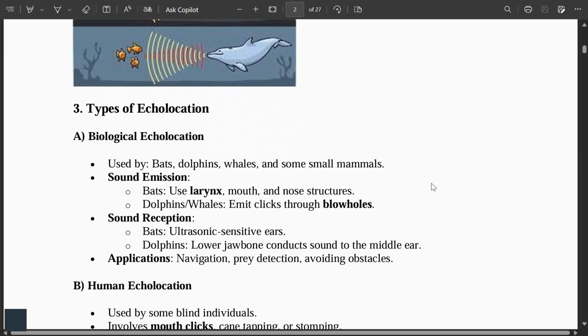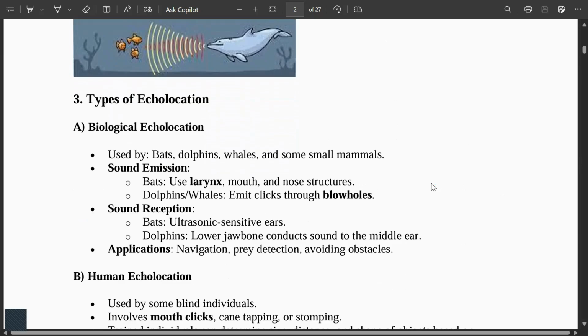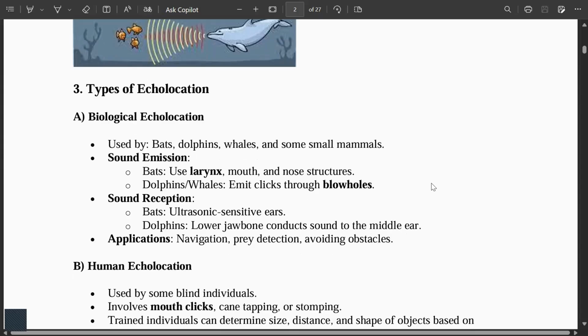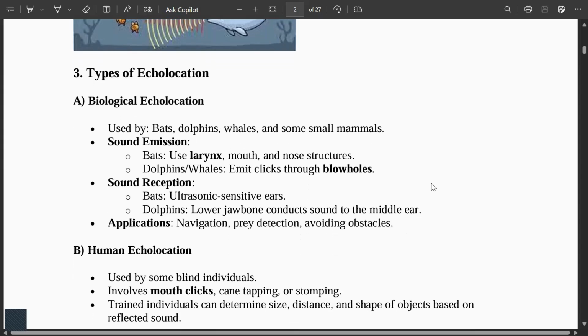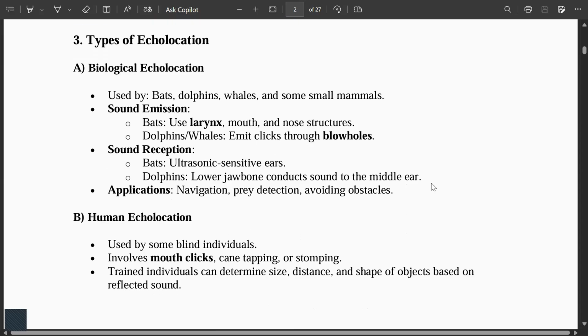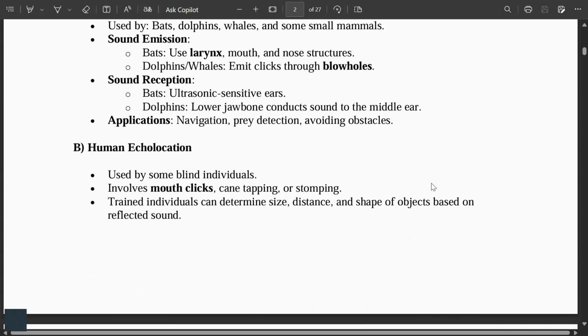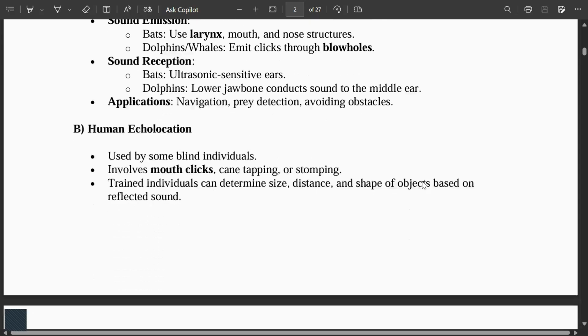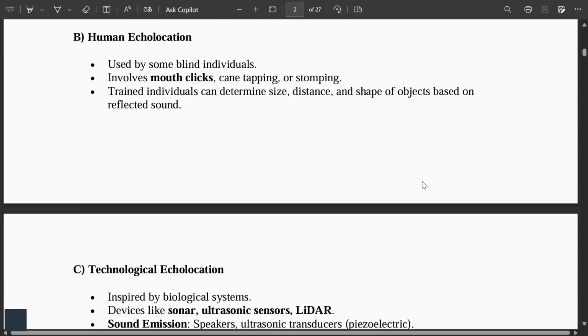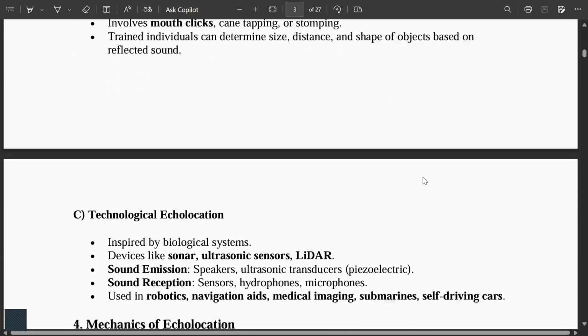Biological means it's found in animals or mammals like bats, dolphins, whales. Sound emission: bats use the larynx and mouth and nose structures. Dolphins or whales emit clicks through the blowholes. Sound reception: bats have ultrasonic sensitive ears. Dolphins have a lower jaw that conducts the sound to the middle ear. They help in prey detection and avoiding obstacles. Human echolocation is used by some blind individuals, which involves mouth clicks and cane tapping and stopping like that. That also helps to determine the size, distance, and shape.